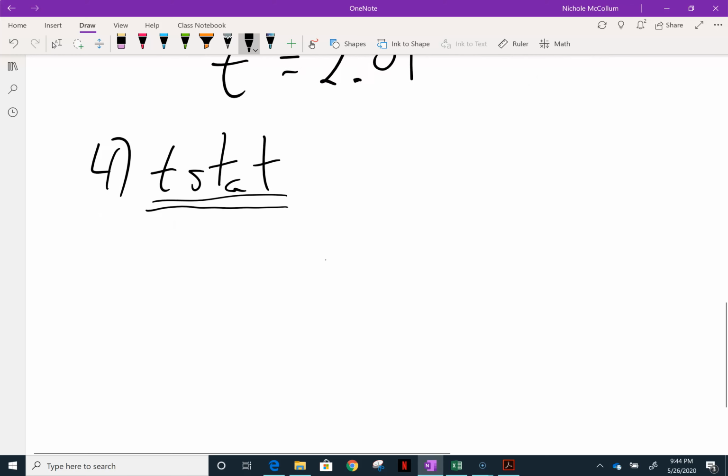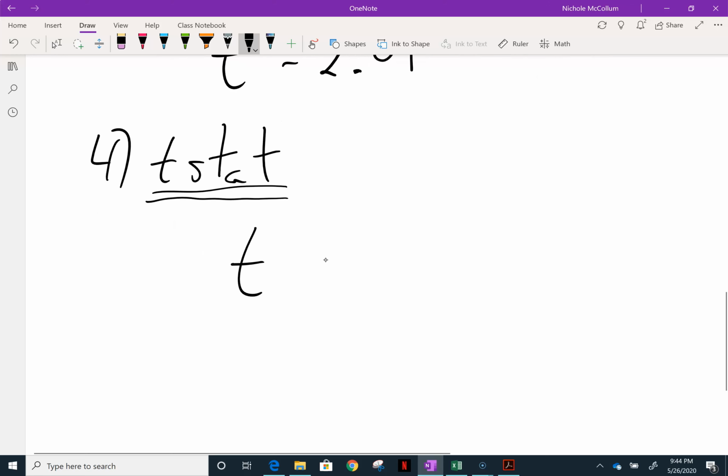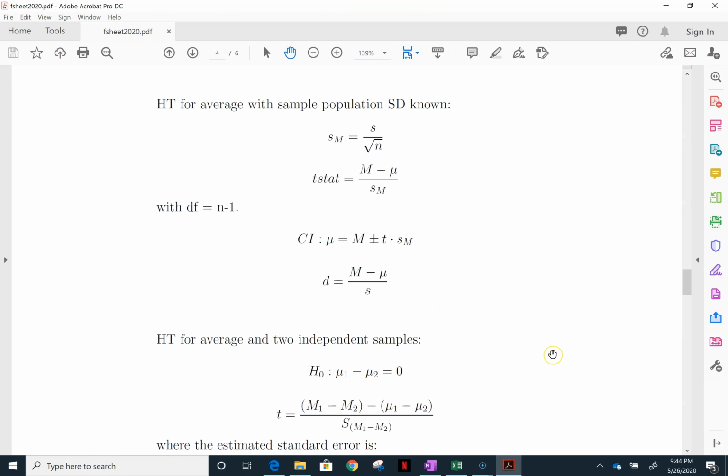How does one find the test statistic? Well, that is a formula. The test statistic is on your formula sheet. Let me bring that up one more time. Pause and take a picture of this.